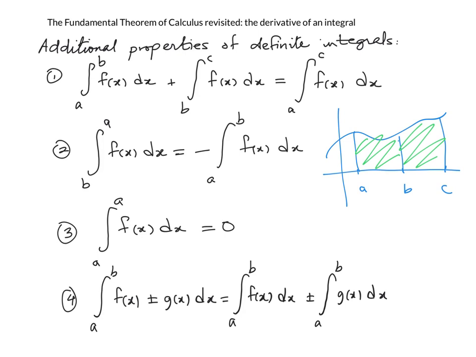And then the last one actually is not about the limits, but about the functions inside. If you are adding or subtracting two different functions inside, this is kind of obvious because we've been doing antiderivatives this way, and you have an integral from a to b, you can do them independently and then add the results. That's basically what that one's saying. So let's do one or two examples of these.